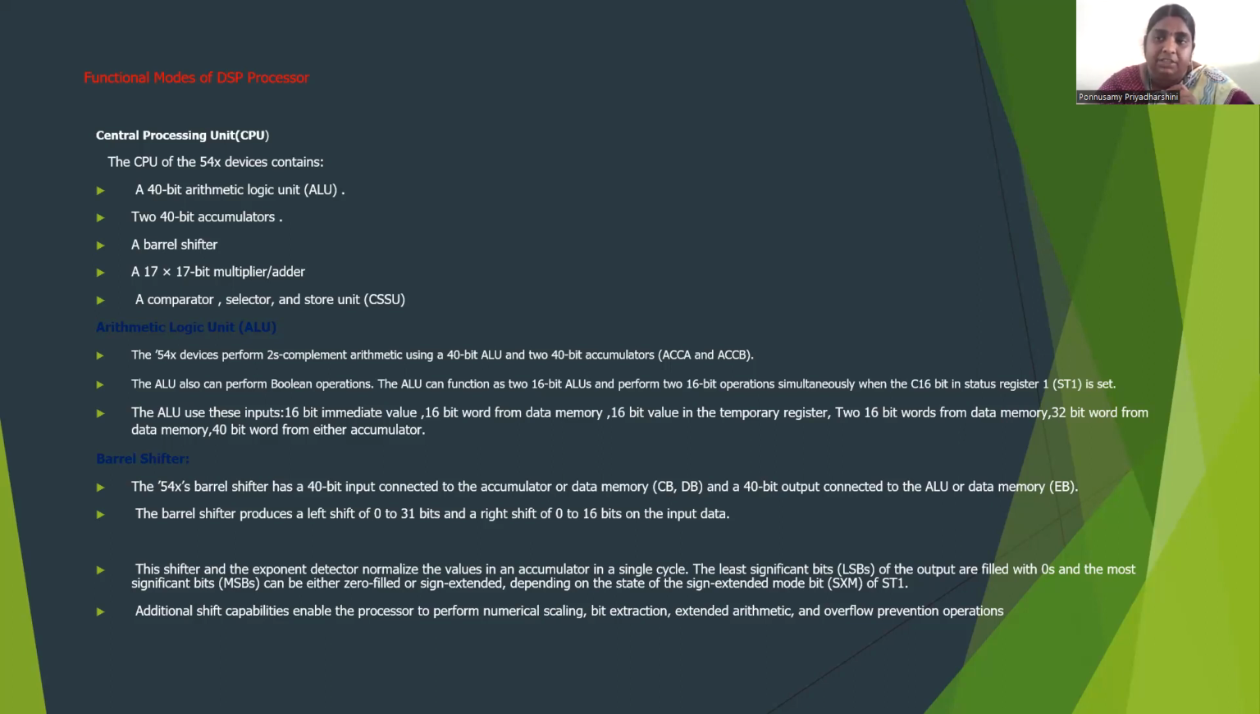And similarly, the barrel shifter. The barrel shifter has a 40-bit input connected to the accumulator. So the 40-bit output can be connected to the ALU or to the data memory. The barrel shifter produces a left shift of 0 to 31 bits and a right shift of 0 to 16 bits on the input data. The additional shift capabilities enable the processor to perform numerical scaling and bit extraction.